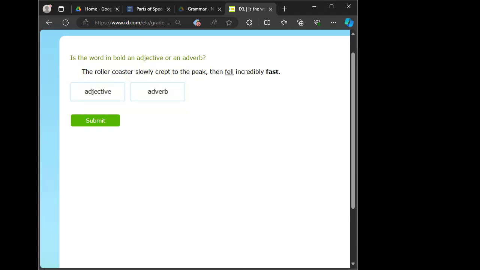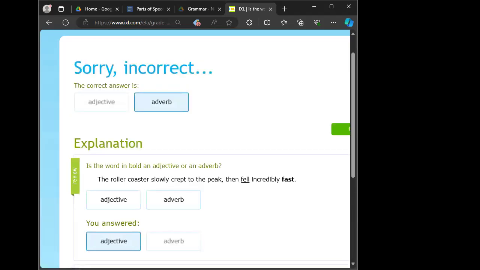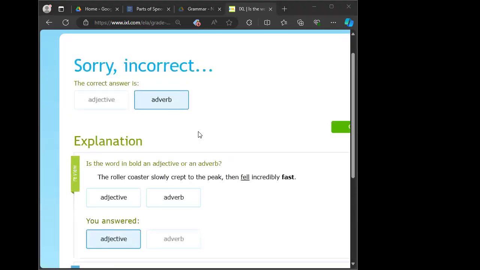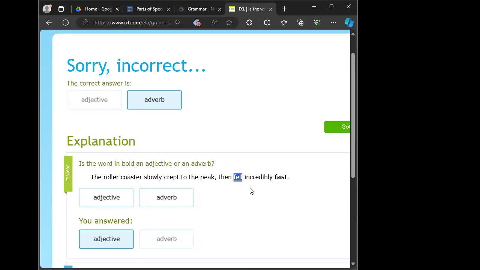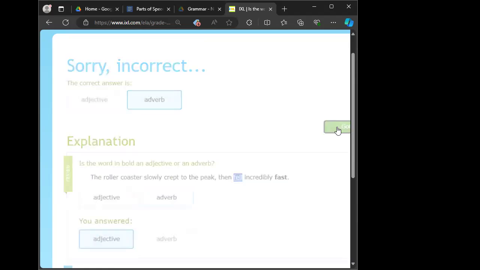Fast is the adjective. Fast is describing the word fell. Is fell a noun? No, ma'am. Then that means that it must be an adverb. Yes, ma'am. Basically, if the word is not a noun or a pronoun like he, she, it, they, or a thing, then that means it has to be an adverb. Yes, ma'am.